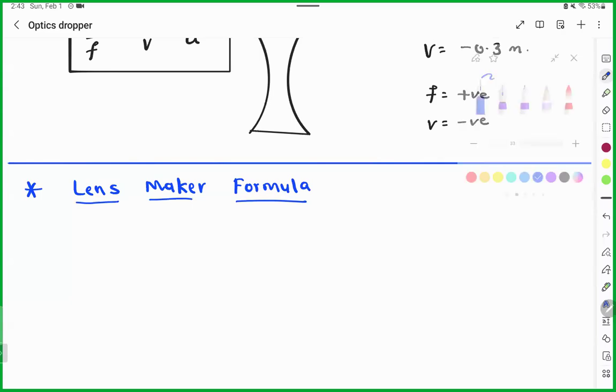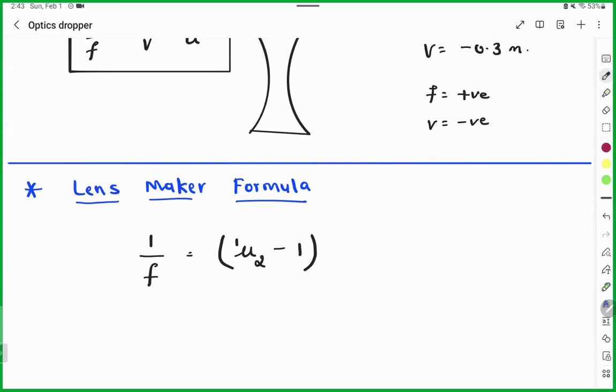Lens maker formula. If you want to calculate focal length, 1 by F is equal to mu minus 1, because going from 1 to 2, the refractive index is more than 1, into 1 by R1 minus 1 by R2. Done.